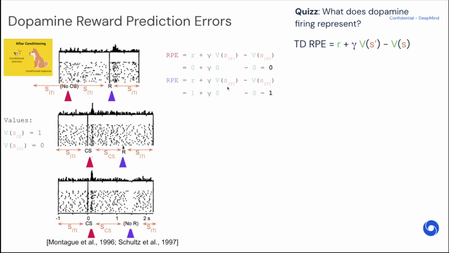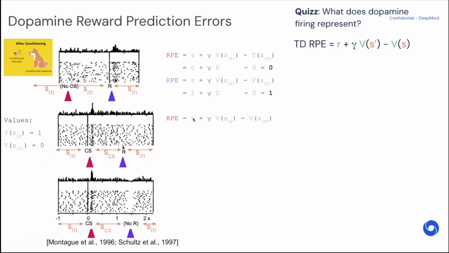1, exactly. We get a reward, and those two are 0. And this explains why there's so much dopamine firing here. It matches exactly with what the TD RPE tells us. And if you go through the other examples here, we can calculate the RPE here. Reward plus now the value of the CS state minus the value of the ITI state, because we move from the ITI state to the CS state.